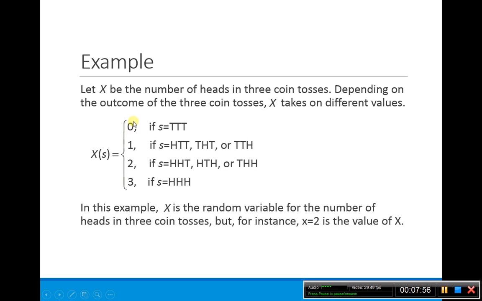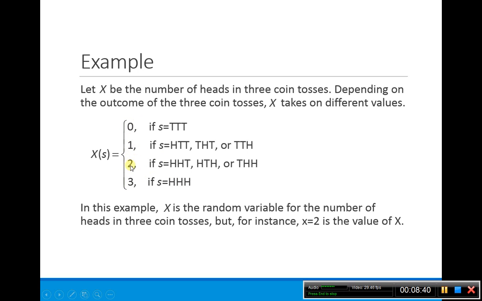So here, this number 0 is our number on the real number line. Here, X of s equals 1. We only have 1 head. There are 3 different ways that we could get 1 head. So if our event is any one of these 3 things, then the value of our mapping, our range, is 1. Here there are 3 different ways you can get 2 heads, and there's only one way in which you can get 3 heads. So capital X, our random variable, is the mapping that goes from this sample space, which consists of all of these together, to the numbers on the real number line.